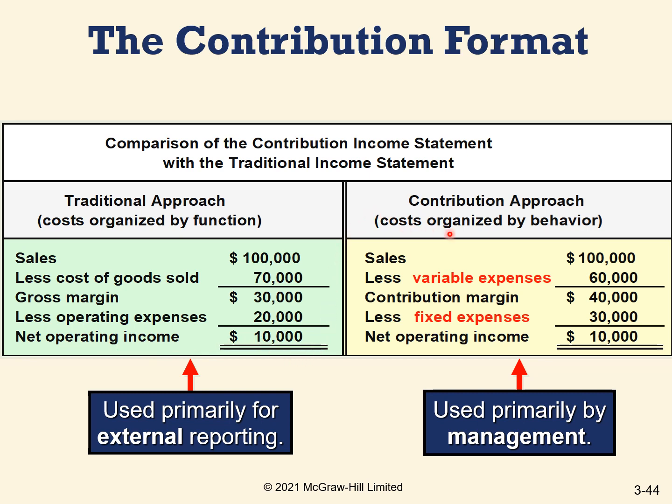Or on the other hand, our contribution approach, where we organize it by the behavior, so variable and fixed. We have our sales minus our variable expenses, so we can see that some of these are different. Is our contribution margin of $40,000, less our fixed expenses of $30,000, but we still have the same net operating income. So we're just breaking out our expenses differently for different uses. So the traditional approach is primarily used for external reporting, so your normal financial statements, but the contribution approach would primarily be used by management in order to make better decisions regarding their costs.